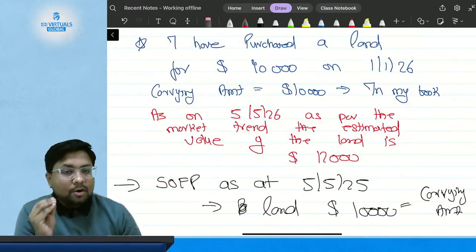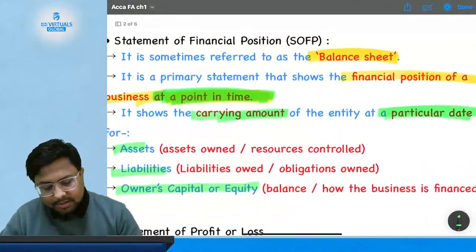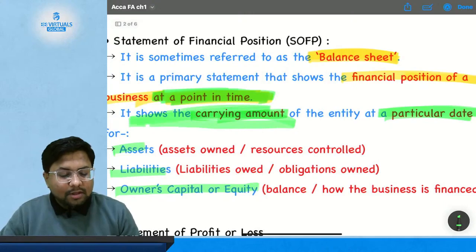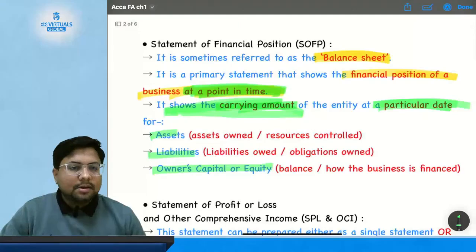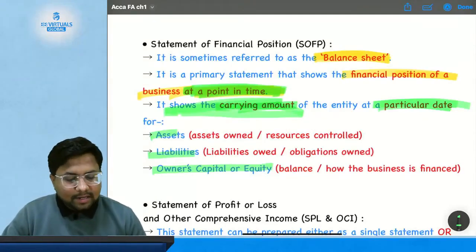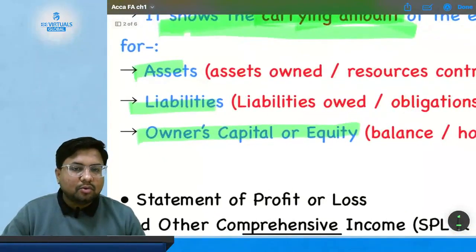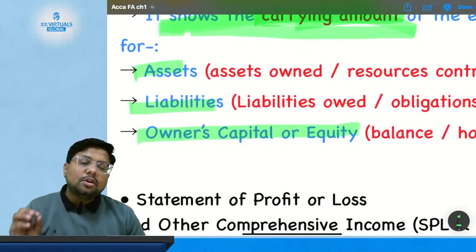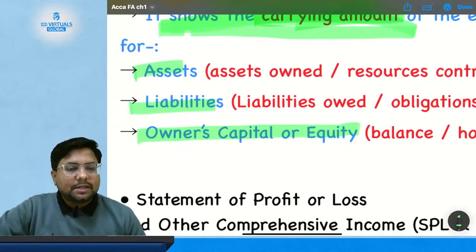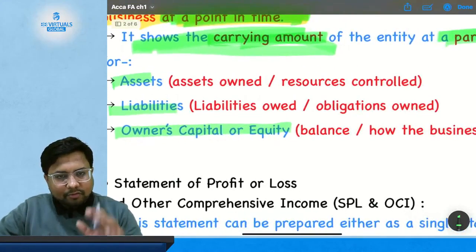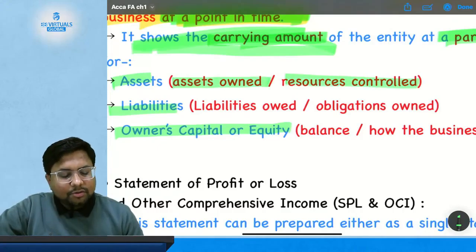So the balance sheet will always show the information as per carrying amount. It shows the carrying amount of the entity, not market price, not realizable value. It will only show the carrying amount for a particular date for assets, liabilities, and owner's capital and equity. Now what is asset, what is liability, what are owner's capital and equity, we are going to discuss later on. But for short, you can understand asset means assets owned or resources controlled by the entity.